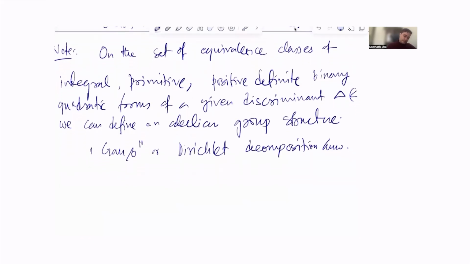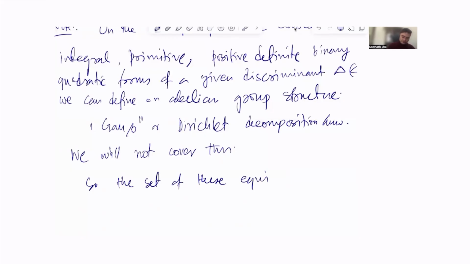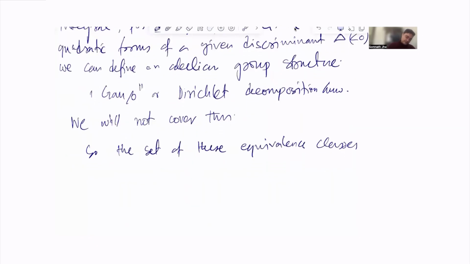So we'll omit this because we have fixed time to cover this. But this set of equivalence classes forms a finite abelian group. Finite we just proved, okay?